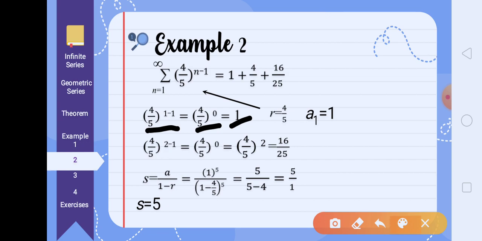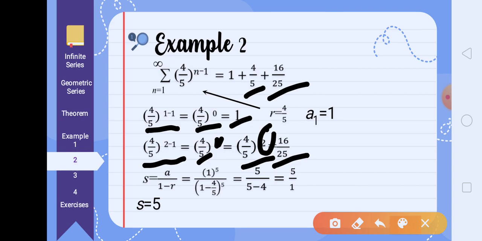Next, let n be equal to 2. So 4 over 5 raised to the power of 2 minus 1. 2 minus 1 is 1. So our second term is 4 over 5. To get the third term, let the value of n be equal to 3. So 4 over 5 raised to the power of 3 minus 1, that is 2. So 4 over 5 raised to the power of 2 is equal to 16 over 25. So this is our third term.